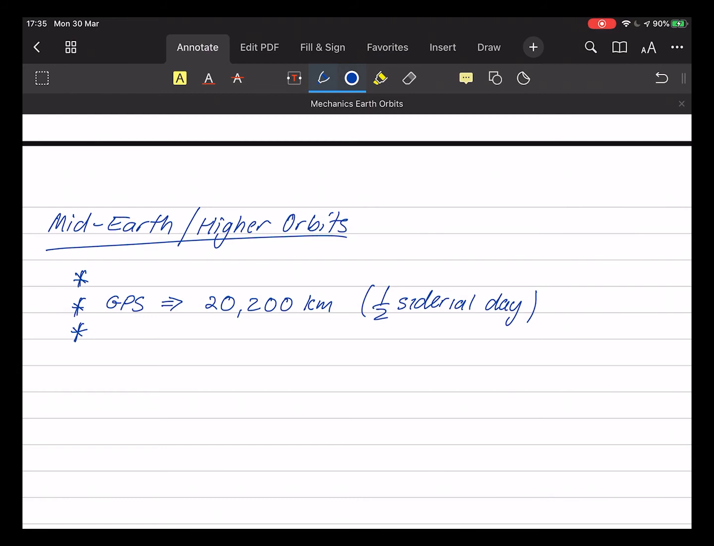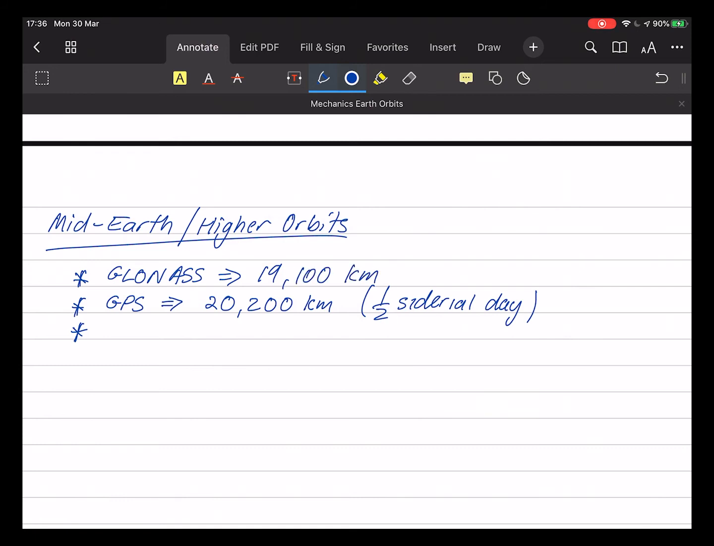So a sidereal day is 23 hours, 56 minutes, 4 seconds. So the global positioning system is set at that altitude to be half a sidereal day. Probably makes mathematics a little bit easier. There's no great reason it has to be there. The Russians stuck theirs, GLONASS, I don't actually know what that stands for. It's probably Russian. It's just a little bit lower, sneaks in underneath it.